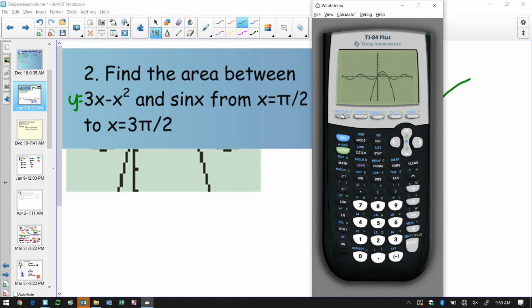And really, I just want between pi over 2 and 3 pi over 2. Do you guys know the secret to change these things to pi? What's the secret? Zoom, trig. Go to zoom and hit number 7. What that's going to do is change your x tick marks to pi over 2s, or pi's or something like that, which is pretty cool.